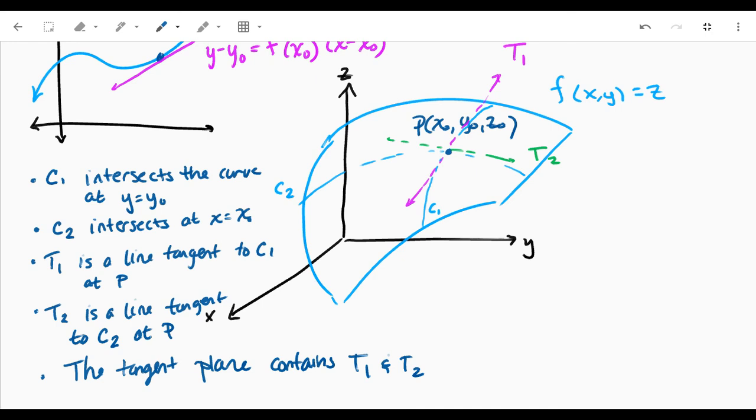Okay, but any curve that we draw on there could have a tangent line on it, and that would lie in the tangent plane. But we really just want to focus on the ones that are in the x direction and the y direction. Okay.